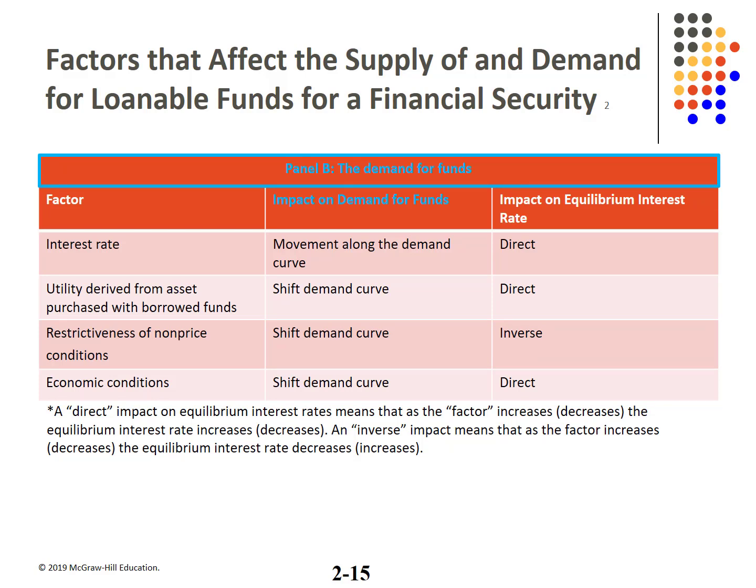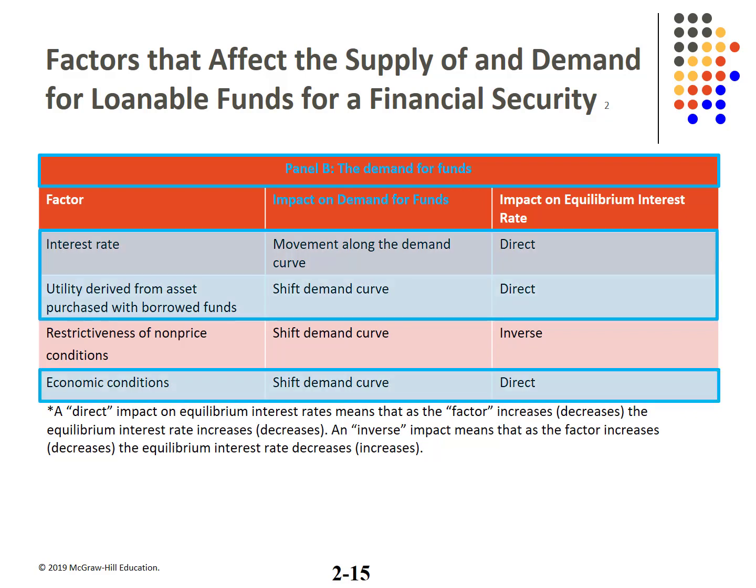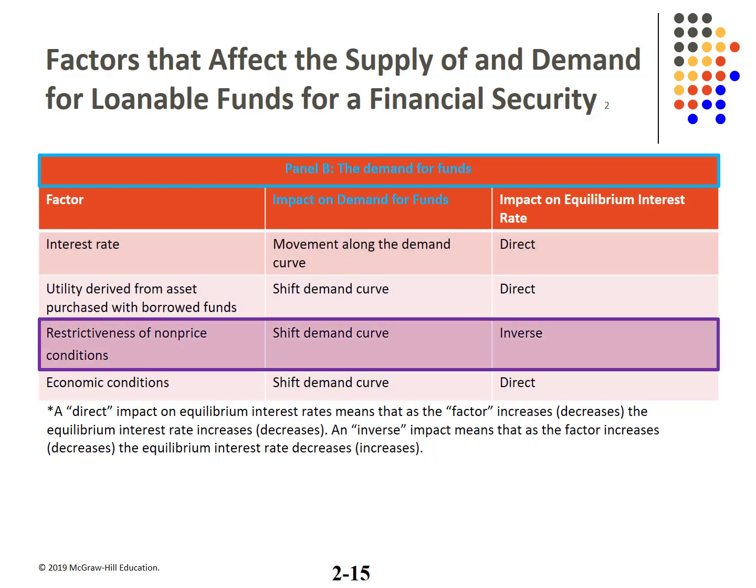Here's a recap of factors that affect the supply of and demand for loanable funds. This chart details the impact of shifts in the demand curve. As the demand for funds increases, assuming supply stays constant, interest rates increase. Improving economic conditions increases the demand for funds. As you get more pleasure from items bought on credit, the demand for funds increases. Restrictiveness of non-price conditions refers to restrictions put on borrowers to access funds. The fewer the restrictions, the more market participants are willing to borrow.